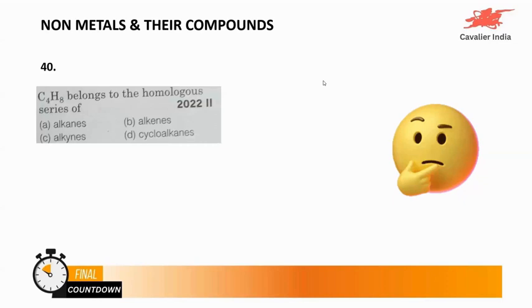Next, C4H8 belongs to the homologous series of which one? Alkanes, alkenes, alkynes, and cycloalkanes. Which is the right option? What is the general formula for alkanes?